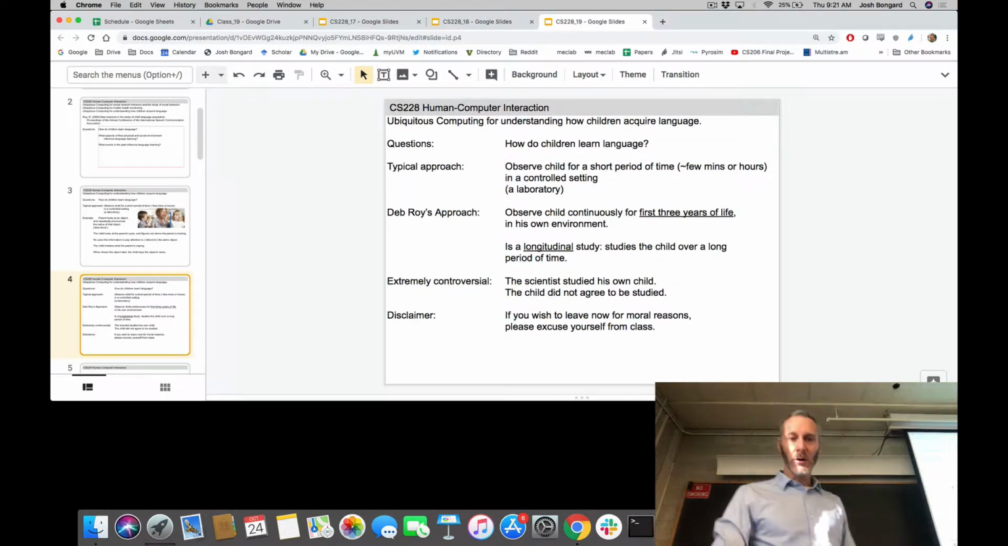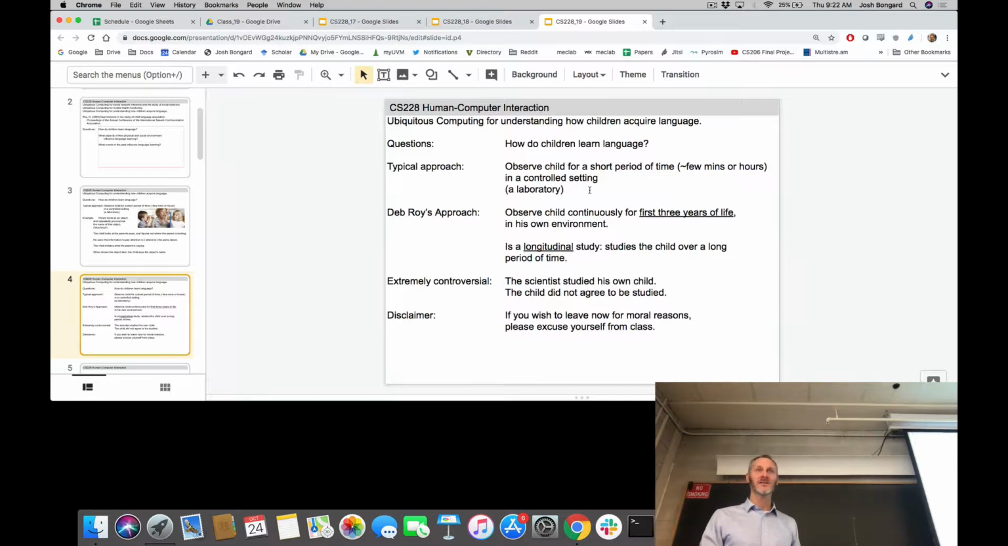Okay, so instead of the typical approach of doing this in a laboratory, we're going to look at an experiment from Professor Roy here, where he and his wife observed their child continuously for the first 3 years of their child's life in its own environment, their home. It's a longitudinal study. They're studying the child over a long period of time.